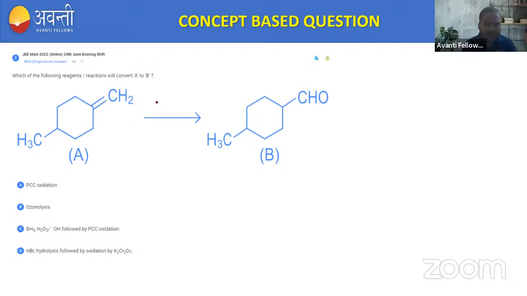So if you are using ozonolysis, then what happens? We'll get one O on this compound and one O on this compound. Then we'll get HCHO, that is formaldehyde, not benzaldehyde. So this is also not true. Now the next is BH3 followed by H2O2.